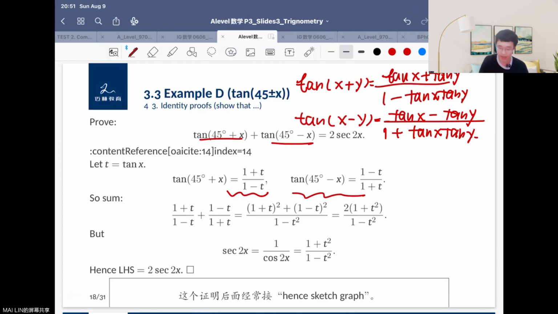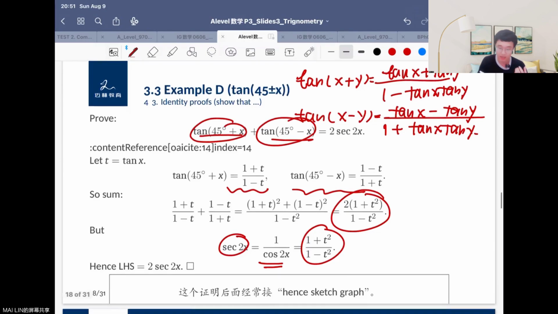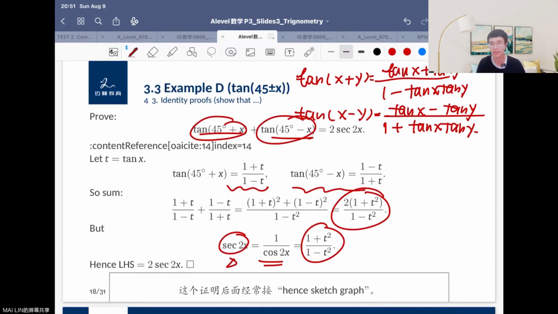If you add them together, it becomes 2 times 1 plus t squared over 1 minus t squared. And also secant 2x can be considered as 1 over cosine 2x, so you can write it as 1 plus t squared over 1 minus t squared. So here you can find that tangent 45 degrees plus x added to tangent 45 degrees minus x equals secant 2x, and we can prove it.